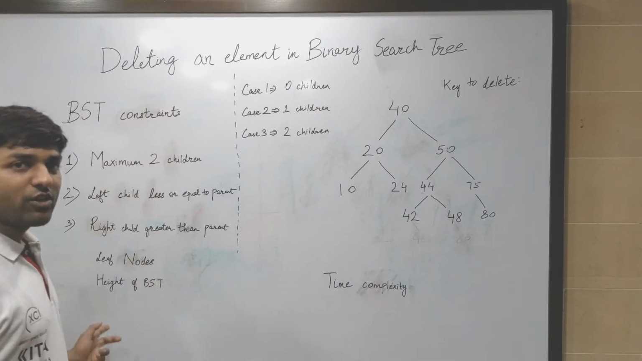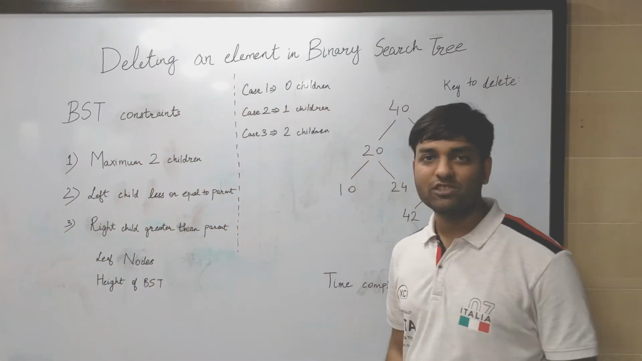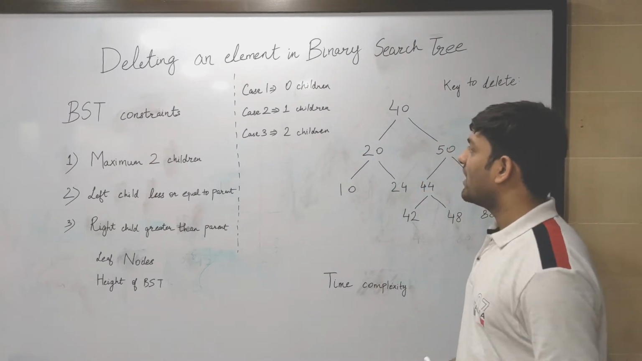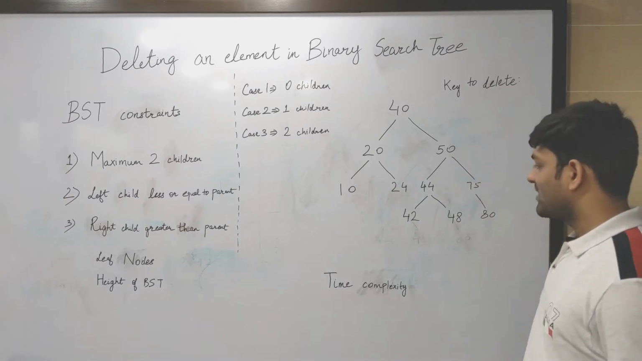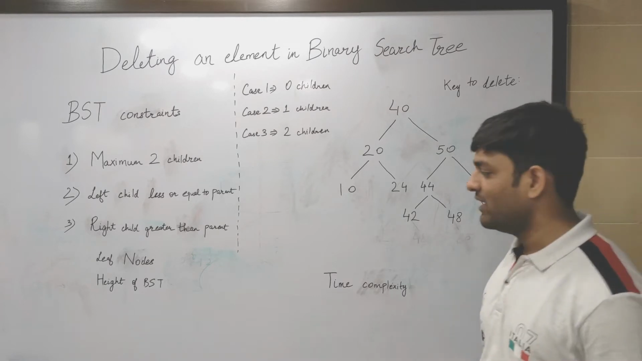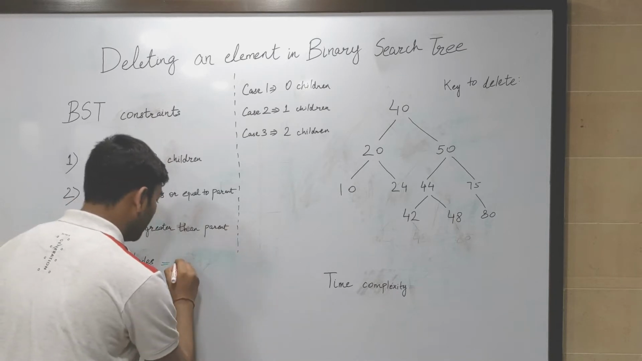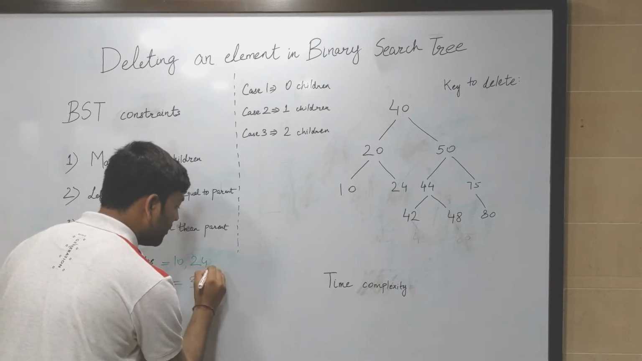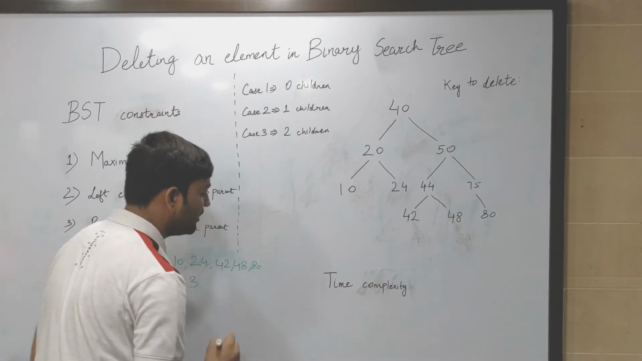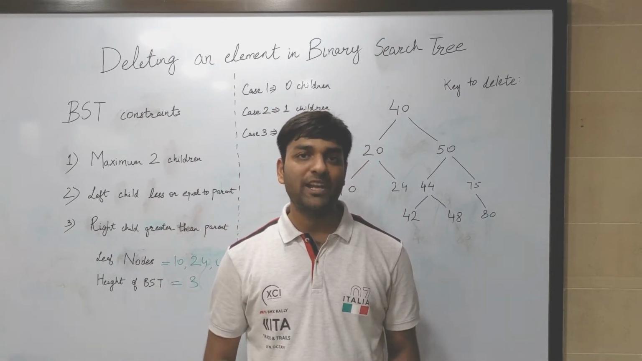And next is the height of a BST. The height of a BST is defined as the maximum distance of a leaf node from the root node of the tree. In this case, you can see our root node is 40 and the maximum distance is the distance of 42, 48 or 80. So it is actually 3. So the height of a BST in this case is 3 and our leaf nodes are 10, 24, 42, 48 and 80. Now we know what a binary search tree is. Let's look at how to delete an element in a binary search tree.